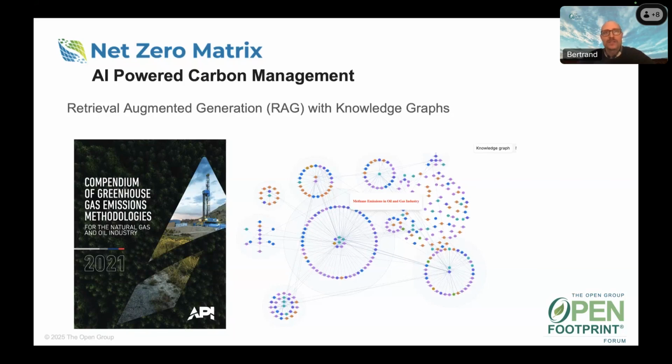RAG is a really important piece in the first stage. This is an example of work we've done using the API compendium of greenhouse gas emission methodologies. API is an industry standard in the oil and gas industry, widely used in North America and internationally. What I wanted to show here is how we're able to use RAG to store a data set, extract some relevant information, and then ingest or load that into our data system.